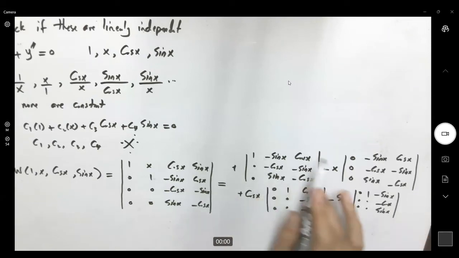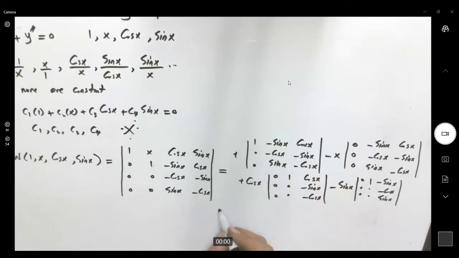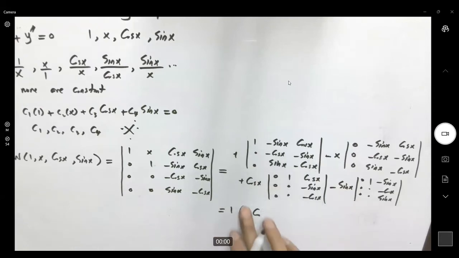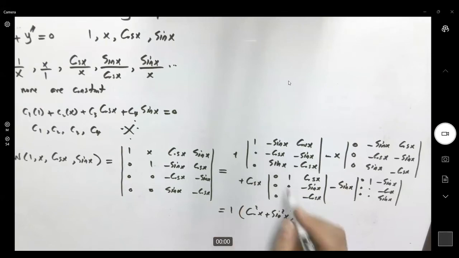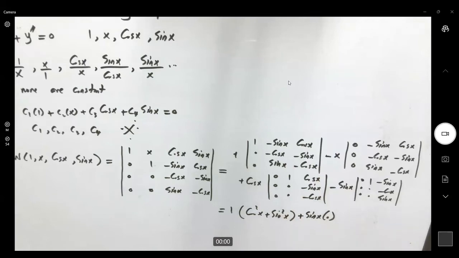So you can find the determinant of each of these. Well, the determinant of this guy is 1 times cosine squared of x plus sine squared of x. Minus minus sine becomes plus sine, and then the determinant is 0. Plus cosine, then the determinant is 0. So we don't need these terms.